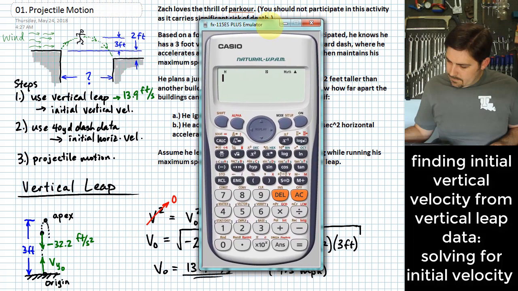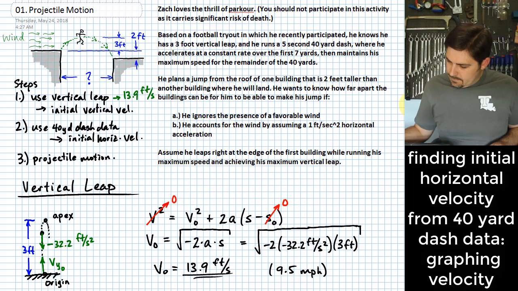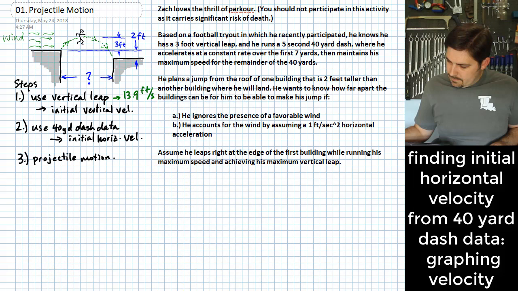What next? Well, the next thing we've got to do is use our 40-yard dash data in order to come up with whatever our initial horizontal velocity is going to be. All right. So let me slide some of this down. And here I'm going to say 40-yard dash data. Just to help us understand it, let me actually plot what this data looks like.